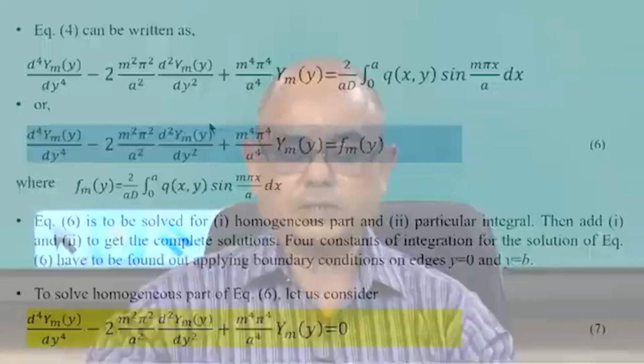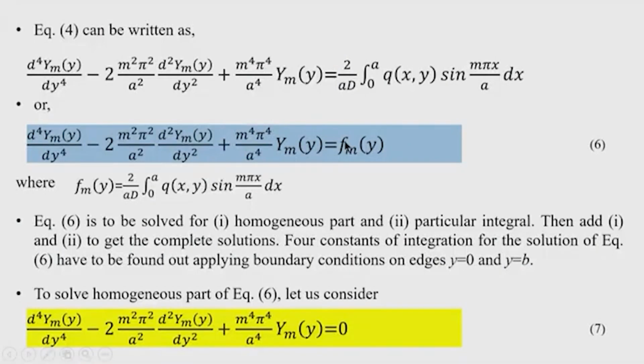Homogeneous solution is obtained when there is no load function, that is, the right hand side is 0, and the particular integral has to be obtained when the right hand side represents the forcing function, whatever force may be. Okay. So, equation 6 has to be solved, first the homogeneous part and the particular integral, then we will superimpose one over the other, because it is a linear differential equation. So, the complete solution will be obtained.